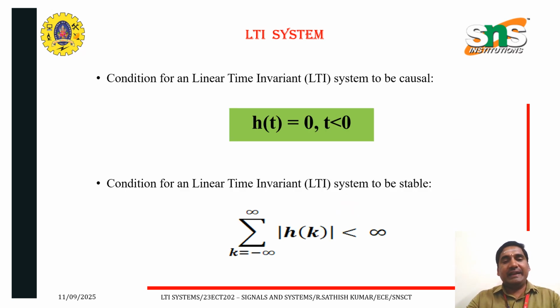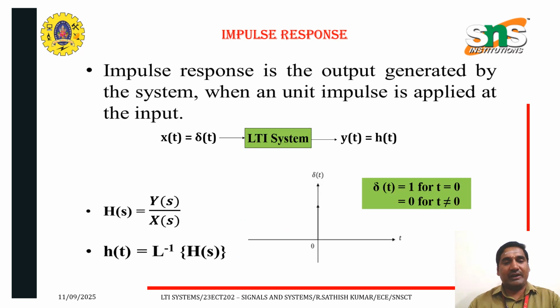Condition for a linear time invariant system to be causal is nothing but h(t) is equal to 0 for t less than 0. Condition for a linear time invariant system to be stable is nothing but summation k equal to minus infinity to plus infinity, modulus of h(k) should be less than infinity.